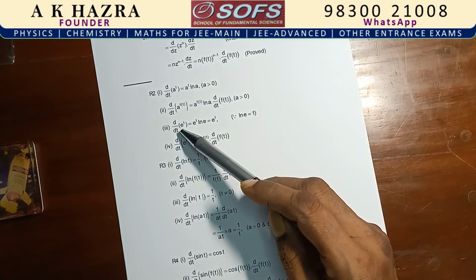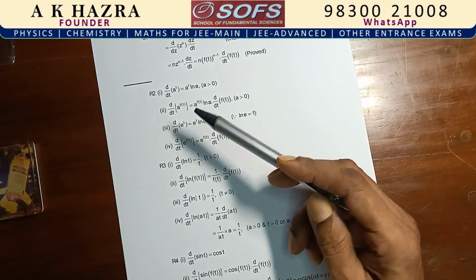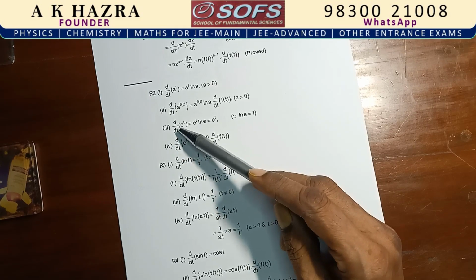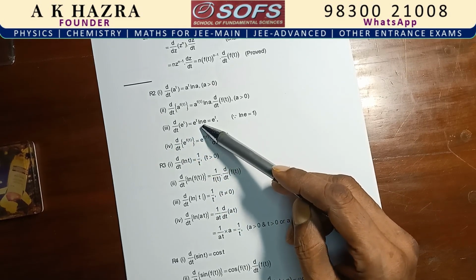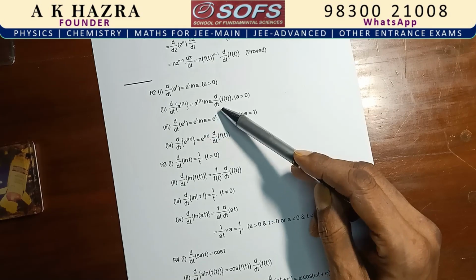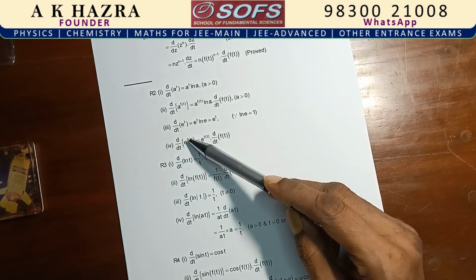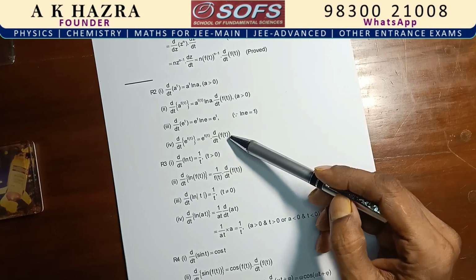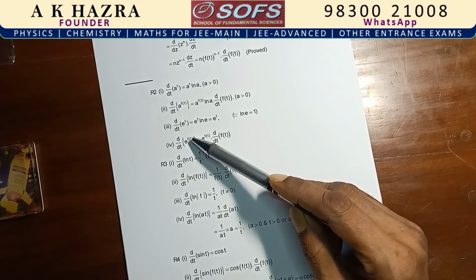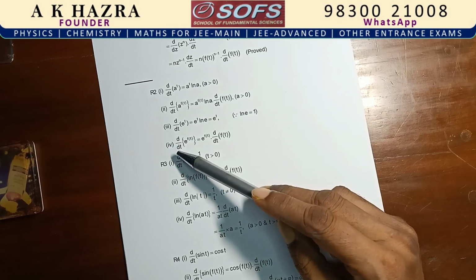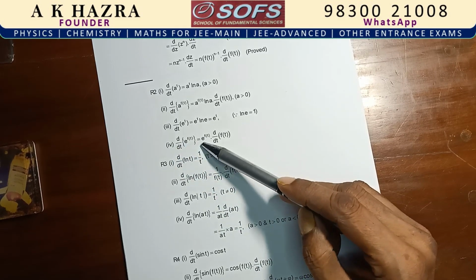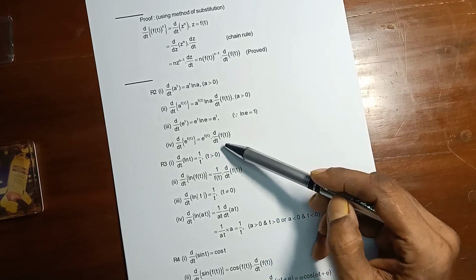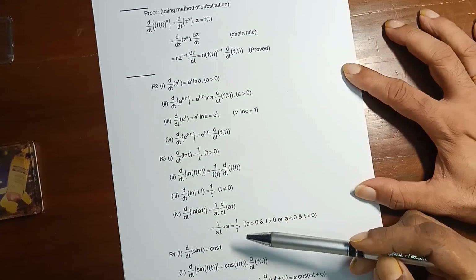Similarly, d/dt of e to the power t equals e to the power t. Just replace a by e. So d/dt of e to the power t is e to the power t ln e. ln e is equal to 1. So e to the power t. Similarly, d/dt of e to the power f(t) is e to the power f(t) into d/dt of f(t). Just think this f(t) is equal to z. So d/dz of e to the power z is e to the power z, that means e to the power f(t) into d/dt of z. Always think in this way. Similarly, we can have result 3 also.